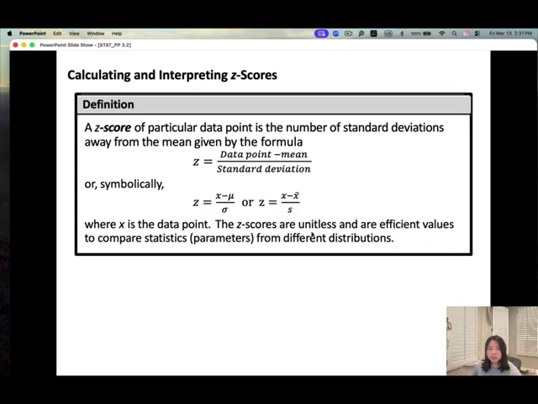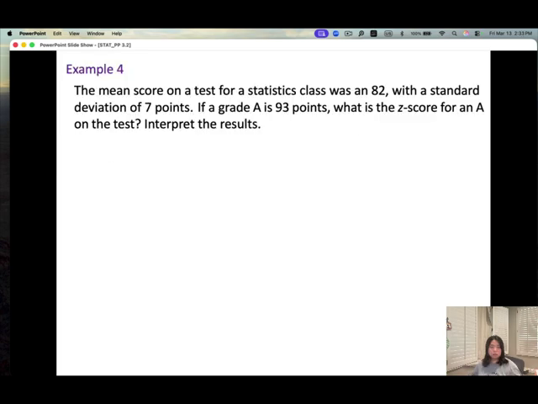And the z-scores are unitless and an efficient value to compare statistics from different distributions. Okay, let's try this example. The mean score on a test for a statistics class was an 82 with a standard deviation of 7 points. If a grade of A is 93 points, what is the z-score for an A on the test? Interpret the results. So we try to find the z-score, write down the formula.